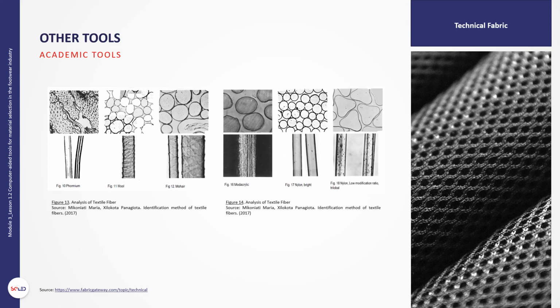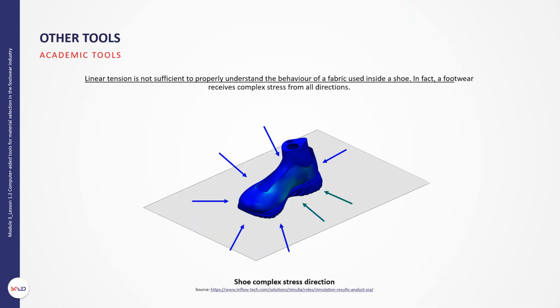Despite its cleverness, this software has some limitations. Many fabrics are subsequently treated with resins and special finishes. Those are parameters that the program does not take into consideration. Because of this, LibTeX is more suitable for simpler fabrics. Furthermore, the calculation of linear tension is not sufficient for a shoe, because it receives complex stress from all directions.